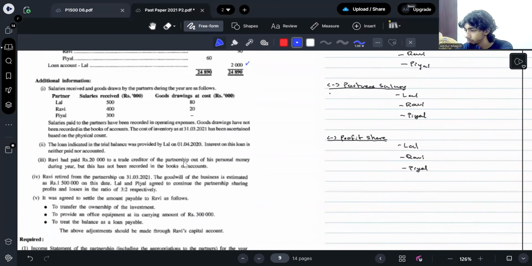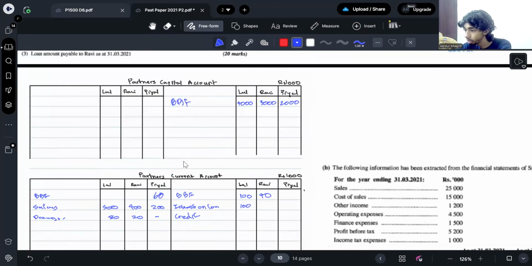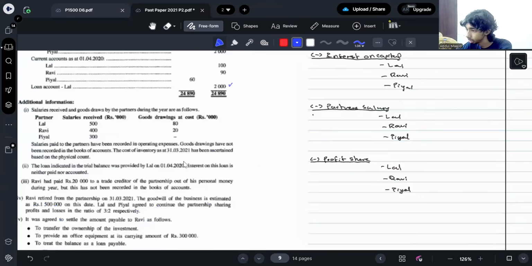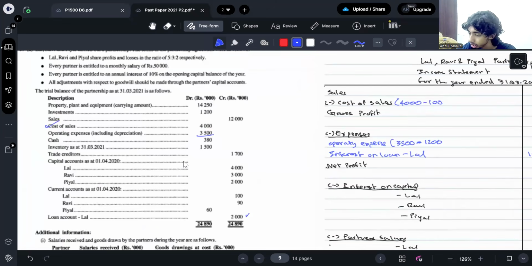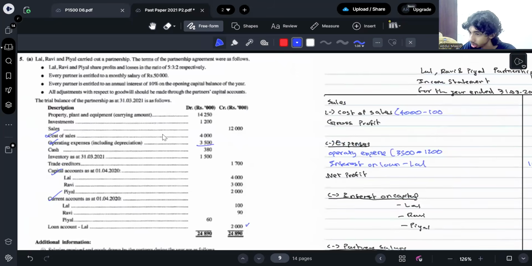Then Ravi retired from the partnership on 31st March. The goodwill of the business is estimated as 1,500,000 on this date. Lal and Piyal agreed to continue the partnership sharing profit or loss at a ratio of 3:2 respectively. Okay. So before he retires, we have to transfer his current account balance next. So we have to find the profit, give him his profit and all of that, and then only do the retirement adjustment. So then PPE, investment, operating expense done, cash, is there anything that we have to record in income statement, capital account recorded, current account recorded, okay, now we can finalize our sales.